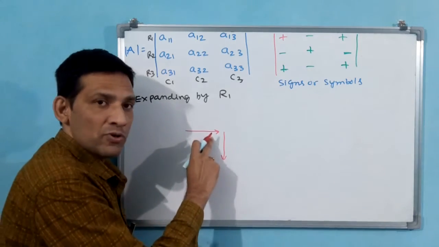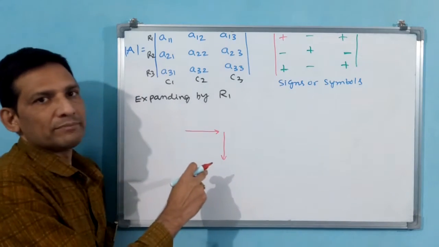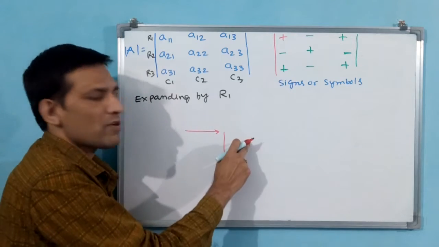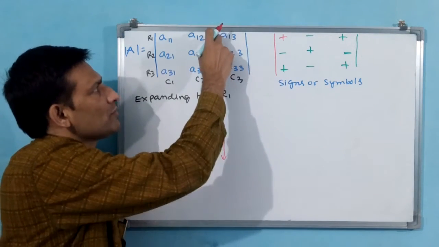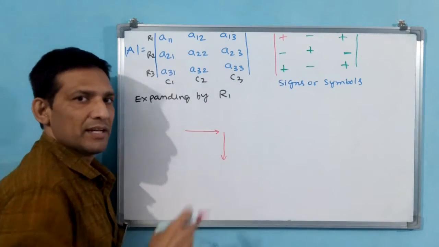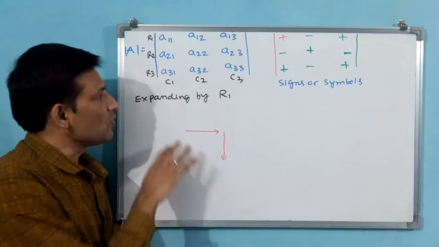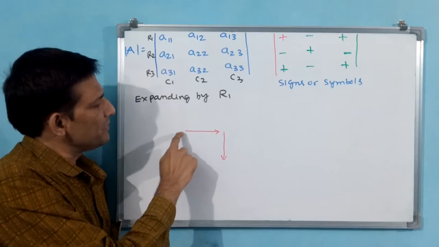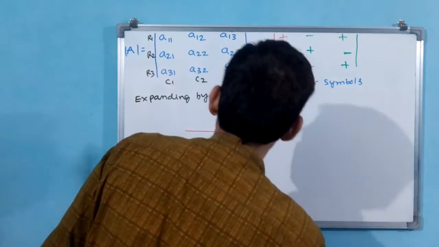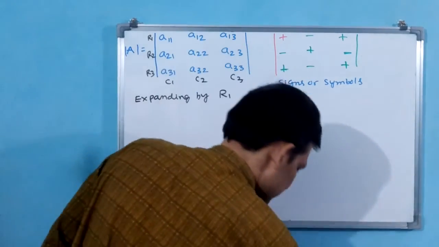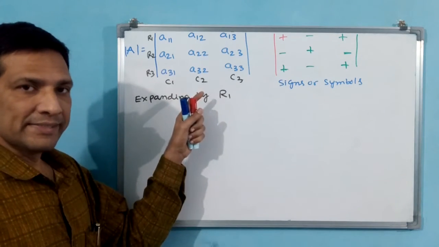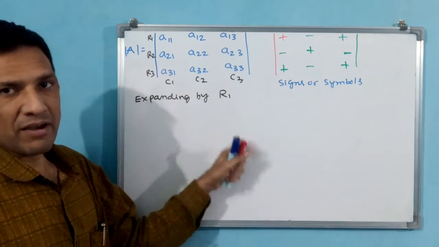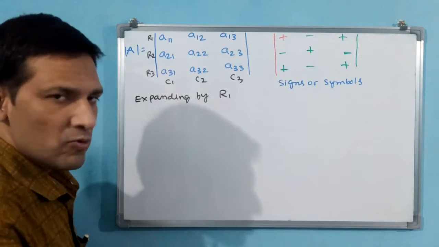Left to right for row, top to bottom for column. If you take a row, then left to right you have to go. If you take a column, then top to bottom you have to come: A13, A23, A33, like that. Now expanding by row 1 means we will take left to right. Okay. Let us see how to do this. We are doing a determinant expanding by R1. See how we are doing.